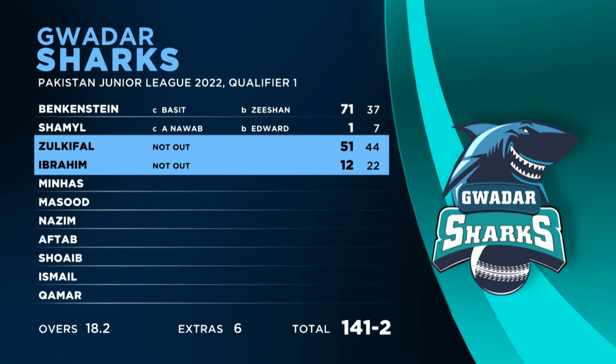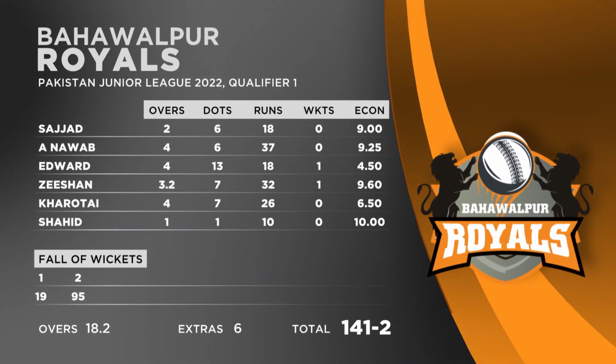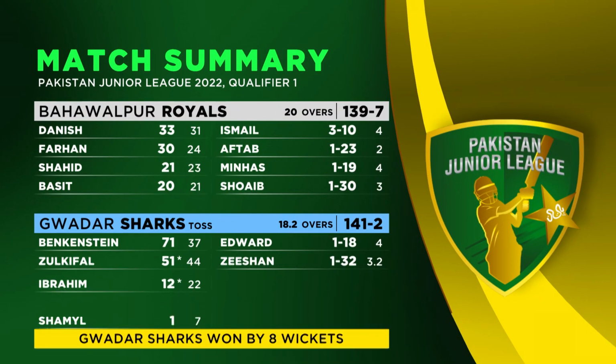So the Gwadar Sharks, riding on Luke Benkenstein's form, 71 of 37, got to the score much more easily with 8 wickets in hand, and that was the margin of victory. And Gwadar Sharks becomes the first team to qualify for a final of the Pakistan Junior League. Bahawalpur Royals were under par. They were struggling, they didn't have enough runs on the board, and bowlers didn't have enough opportunities to try different things. 1 wicket each for Edward and Zishan. They tried their best and took the game to the 19th over, but Benkenstein was too good that night.